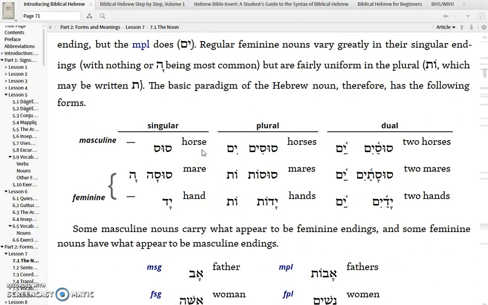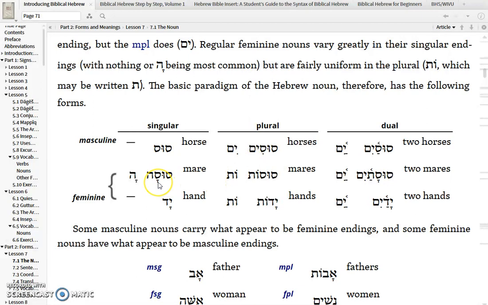So this can be illustrated with the word horse. So you have a masculine form and a feminine form. The masculine word for horse is sus. The feminine word for horse would be a mare, and it would be susa. And it adds a kamatz he at the end. If you want to make horse plural, you would add a hirik, yod, mem to the word, and so it becomes susim, horses.